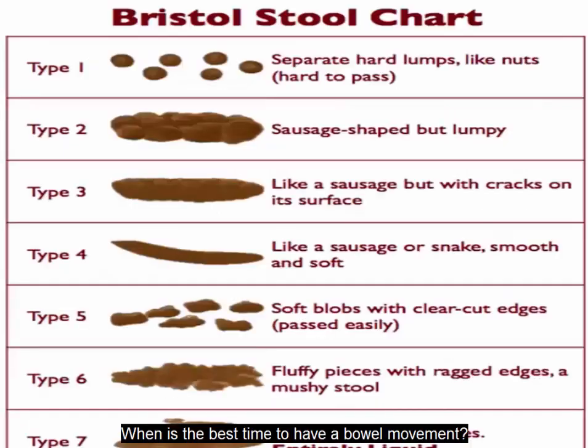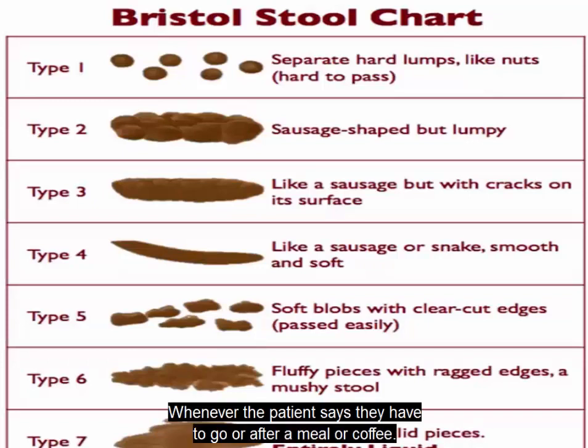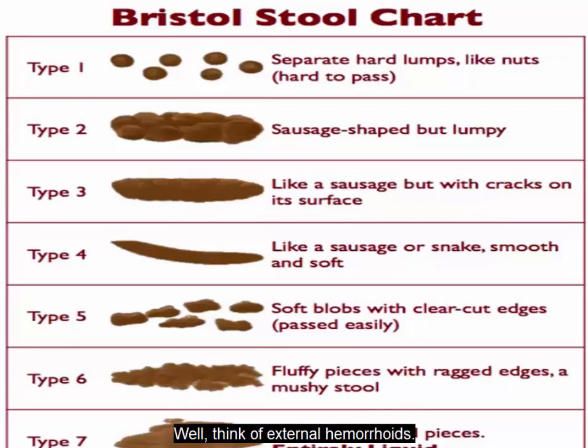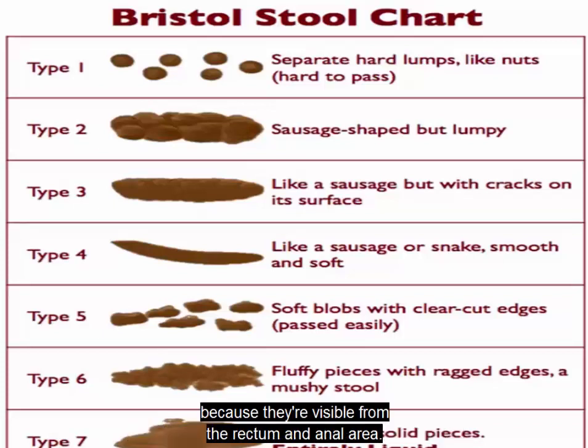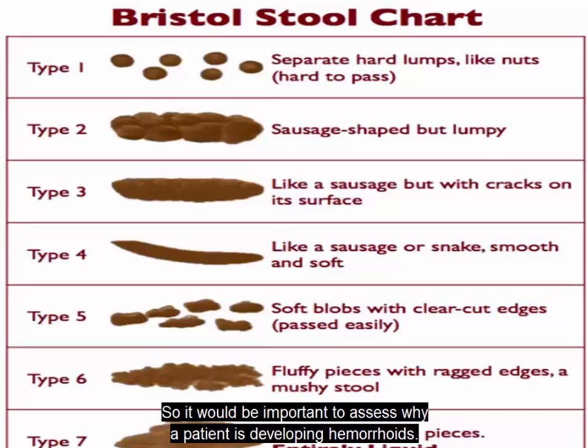Bowel movements. When's the best time to have a bowel movement? Whenever the patient says they have to go, or after a meal, or coffee. What happens if they have severe bouts of constipation? Well, think of external hemorrhoids. You may also hear them called prolapsed hemorrhoids because they're visible from the rectum and anal area. Internal hemorrhoids are less likely with constipation, so it would be important to assess why a patient is developing hemorrhoids.